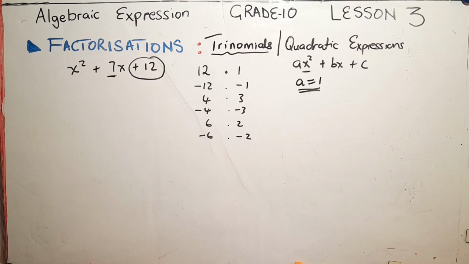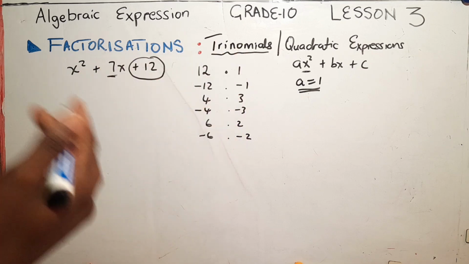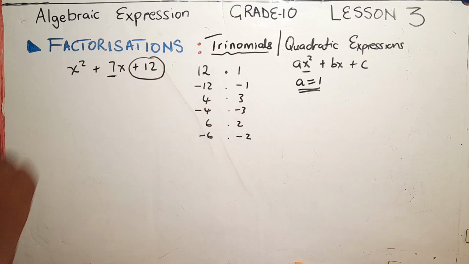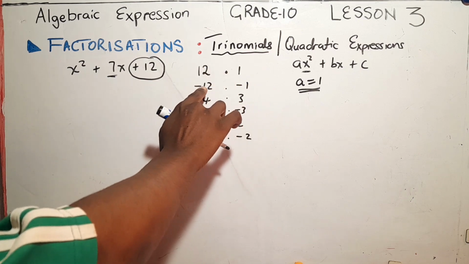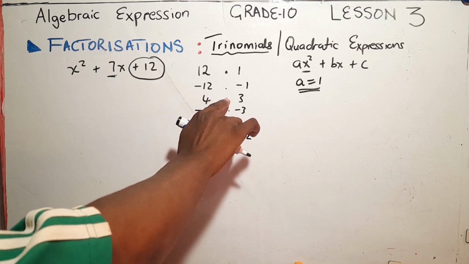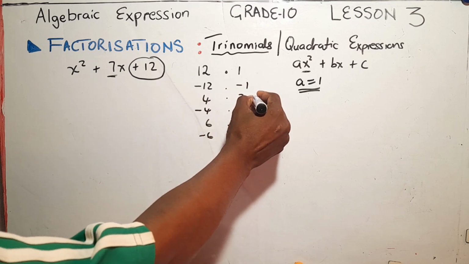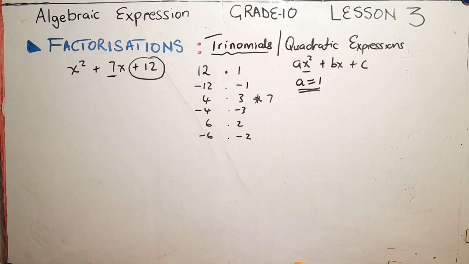So now we check our value of b. We check which of these values that multiply each other we can add to get 7. So 12 plus 1 gives us 13. Negative 12 plus negative 1 gives us negative 13. 4 plus 3 gives us 7. So this gives us 7, and we can use these factors.